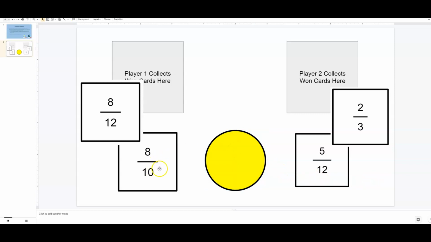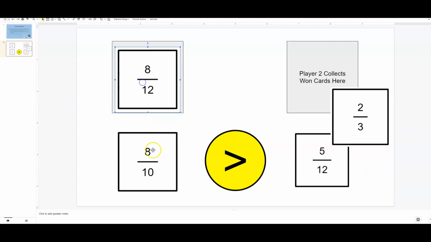In this case, I can see that 8/10 is greater than a half, 5/12 is less than a half. Therefore, 8/10 will be greater than 5/12. That means that all of these cards will go to player 1. I'm going to drag them into this box.